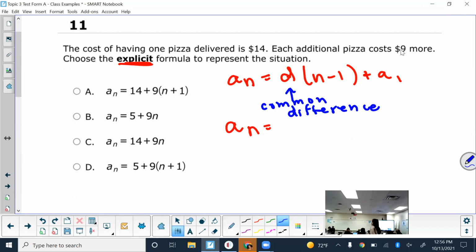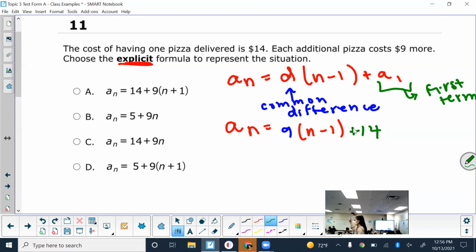Okay, so it's the additional pizzas which cost $9 more. So that goes where the D goes. Again, the n's can stay there. So it's n minus 1. But the a sub 1 can be replaced. What does the a sub 1 represent? Your first term in the sequence. Which if it was pizzas being delivered, what is my first term? 14. If you order one pizza, it's $14, and then the rest are $9 more each time.